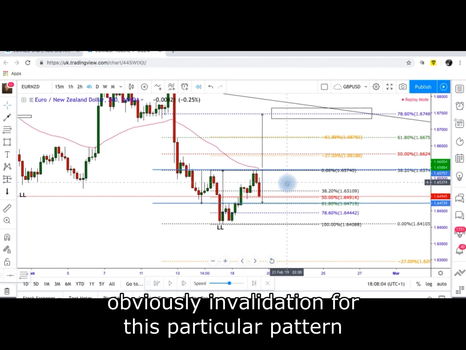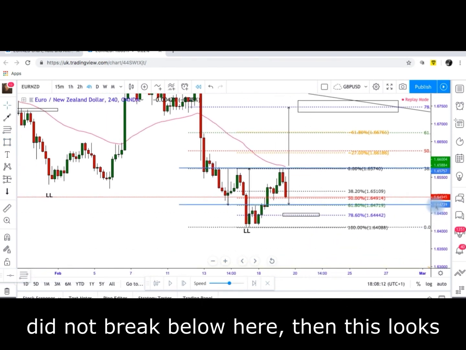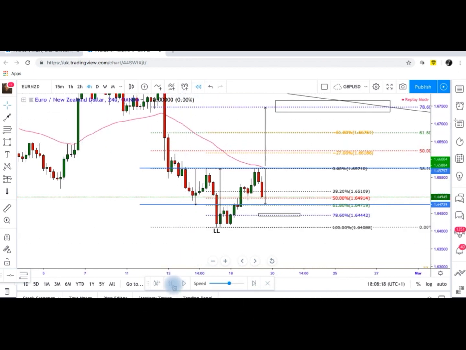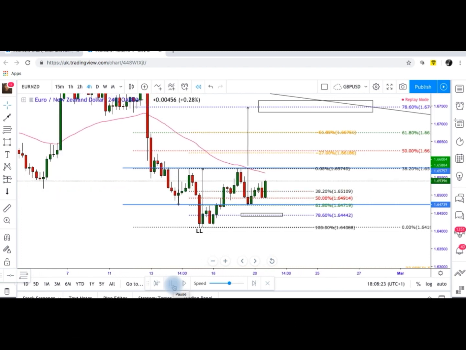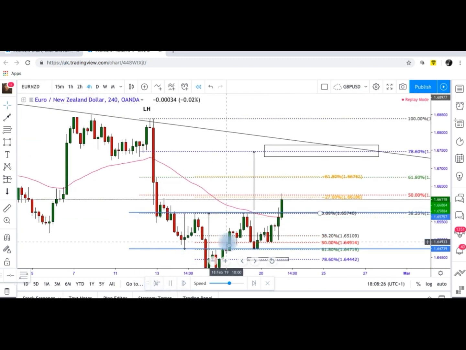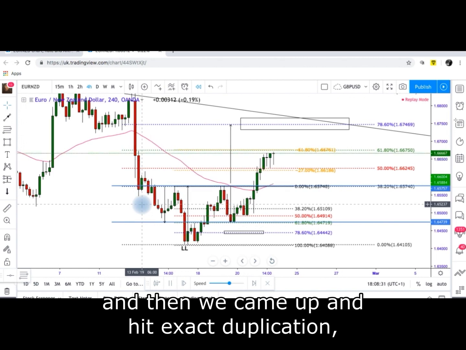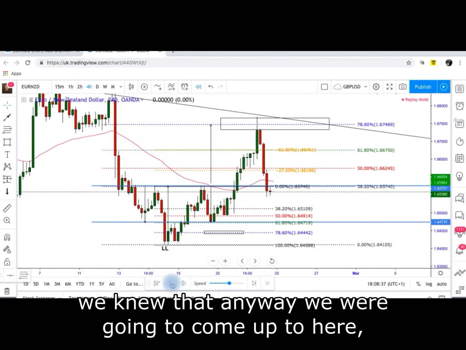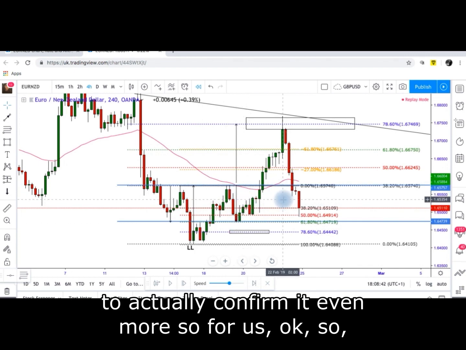Now, obviously, invalidation for this particular pattern would be below the 78.6. So therefore, as long as price did not break below here, then this looks pretty good to go. So let's see what happened next with price. So it was a nice rejection, and then we came up and hit exact duplication. Wow, perfect. And then we retraced. So therefore, we knew that anyway we were going to come up to here, but we used this inverse head and shoulders to actually confirm it even more so for us.